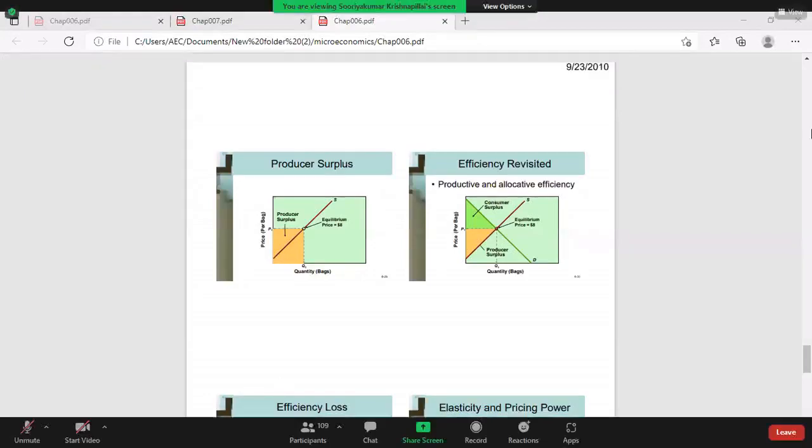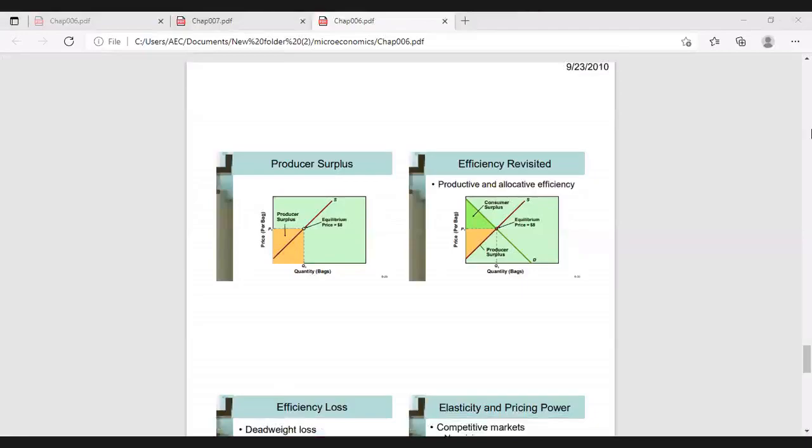If we produce the market equilibrium quantity, that means we have achieved allocative efficiency, because at that equilibrium quantity level, marginal benefit equals marginal cost. The demand is the marginal benefit, and the supply is the marginal cost. At that intersection, where we produce the equilibrium quantity, marginal benefit equals marginal cost. That is the marginal benefit to the society.